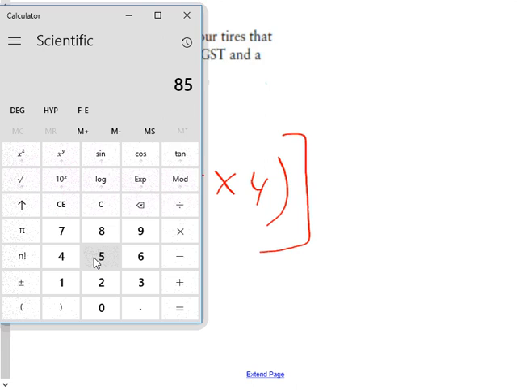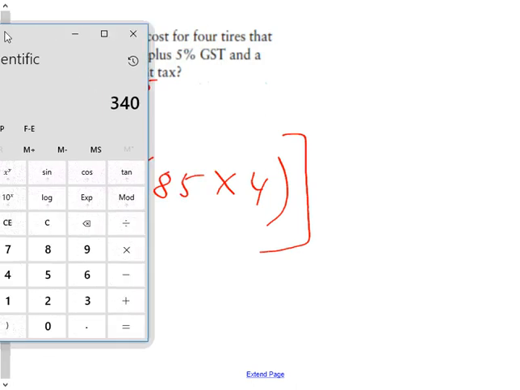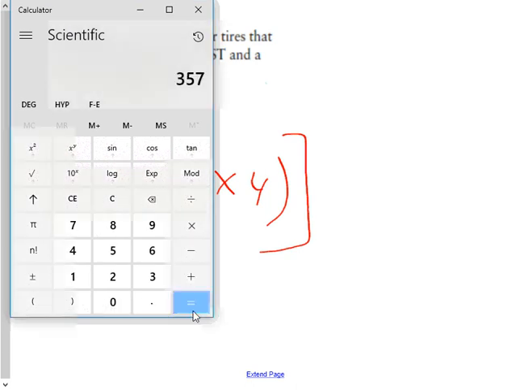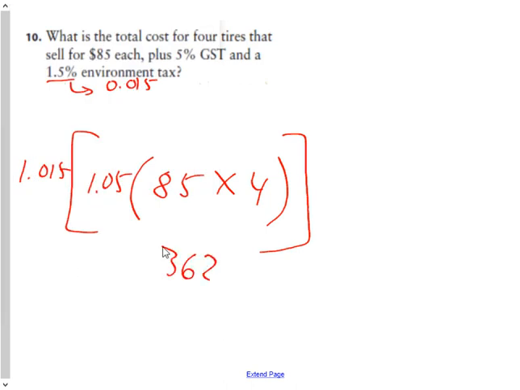So the $85 times 4, the tires will cost you $340, multiplied by 1.05, the cost with the GST is $357, multiplied by the 100% and 1.5%, the final cost of the tires is $362.36.